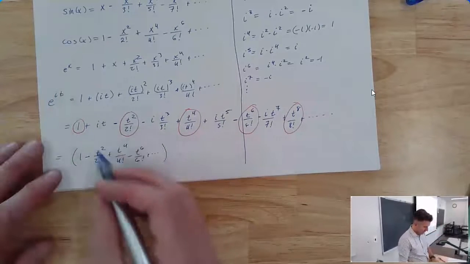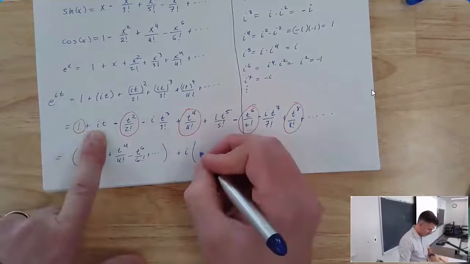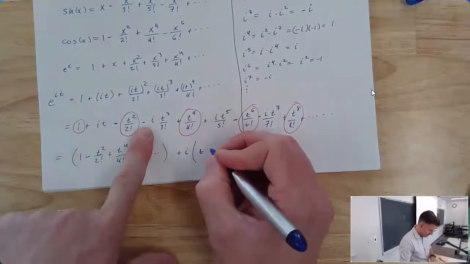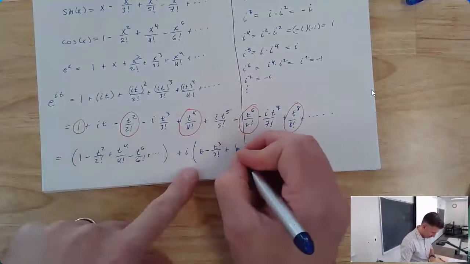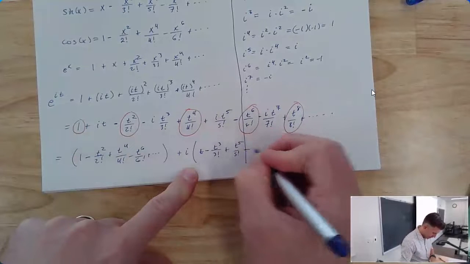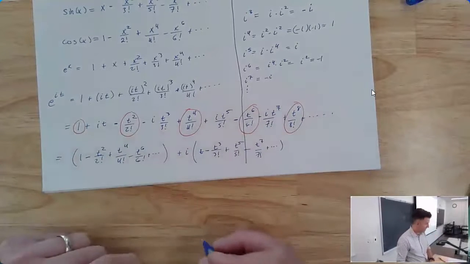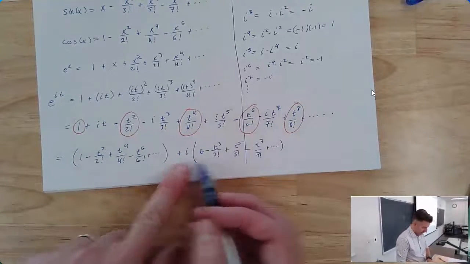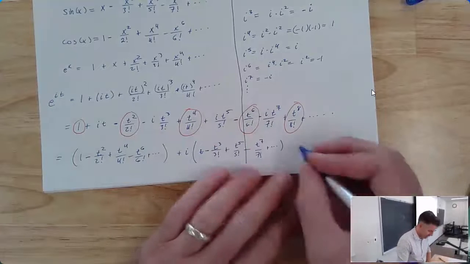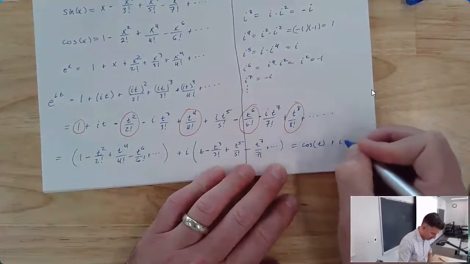And then the I things, if I factor out an I, I'm left with t minus t cubed over 3 factorial plus t to the fifth over 5 factorial minus t to the seventh over 7 factorial, et cetera, et cetera. But that's exactly cosine of t, and that's exactly I times sine of t. So that's the whole kind of deal. That is why this works.